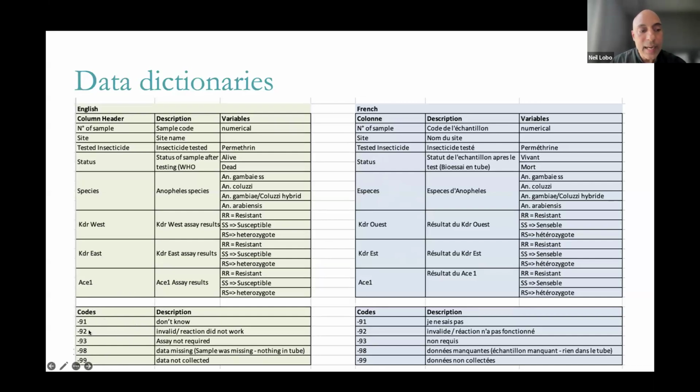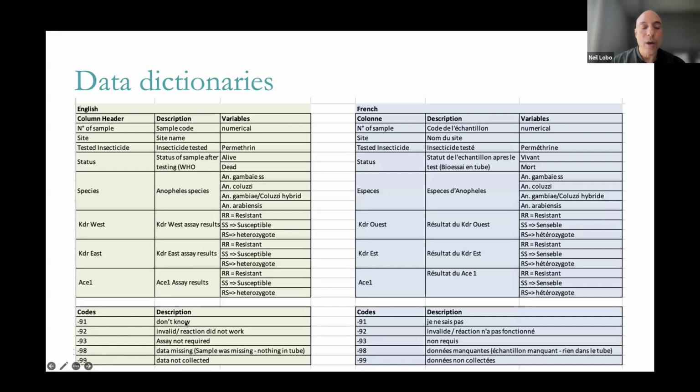If you're doing a PCR and the PCR reaction doesn't work, what would you put in that cell? If you're doing an Anopheles gambiae diagnostic PCR, and the reaction didn't work, you cannot say positive or negative. It didn't work. So I'd put in -92. So if I put these codes into those cells, I'll understand what that means.